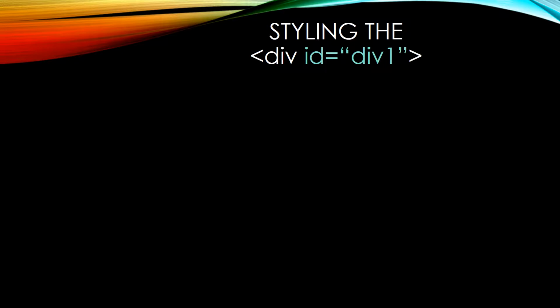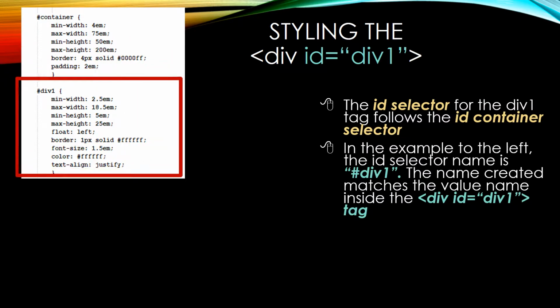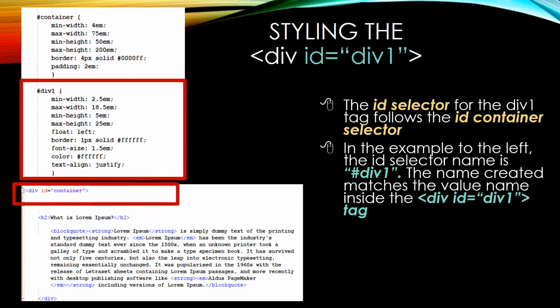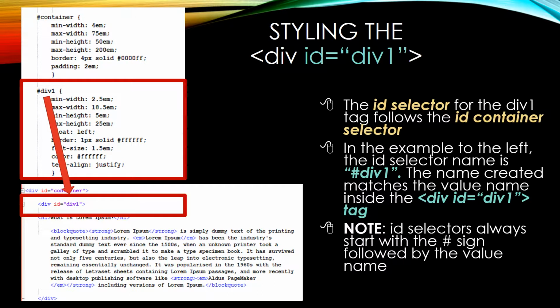Styling the ID div 1 property value. The ID selector for the div 1 tag follows the ID container selector up in the head section. In the example to the left, the ID div 1 selector name matches the ID value that's included in the div tag for div 1. Note, ID selectors always start with the number sign followed by the value's name.